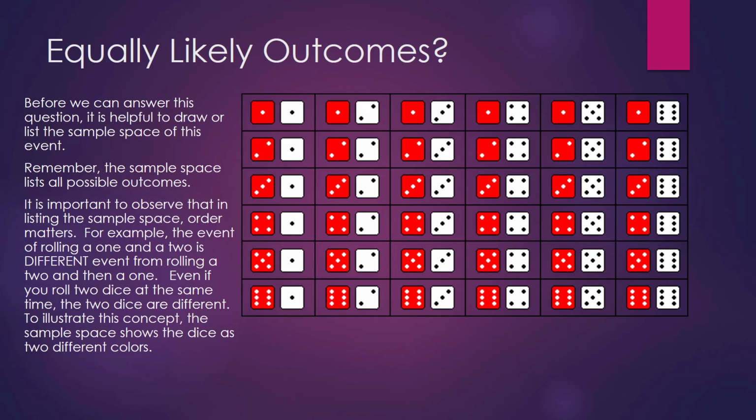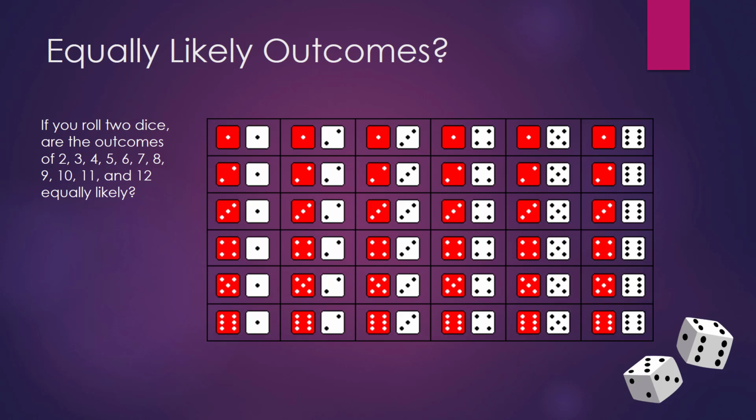It's important to observe that in listing the sample space, order matters. For example, the event of rolling a 1 and then a 2 is different from rolling a 2 and then a 1. Even if you roll the 2 dice at the same time, the 2 dice are different. To illustrate this concept, the sample space shows the dice as 2 different colors.